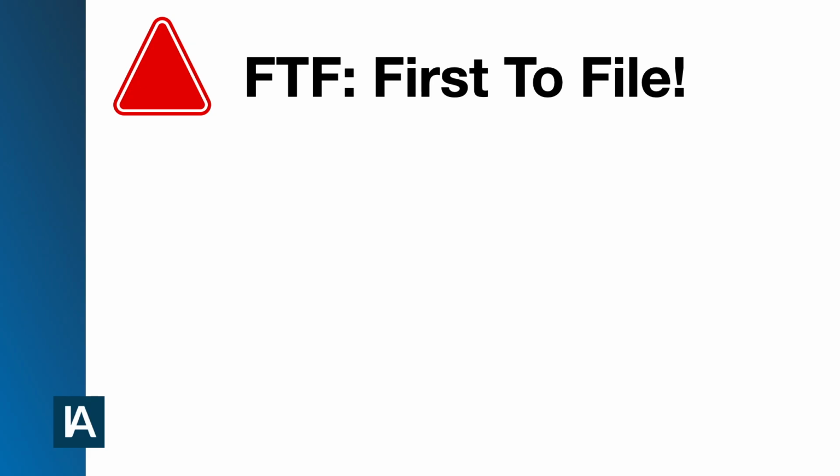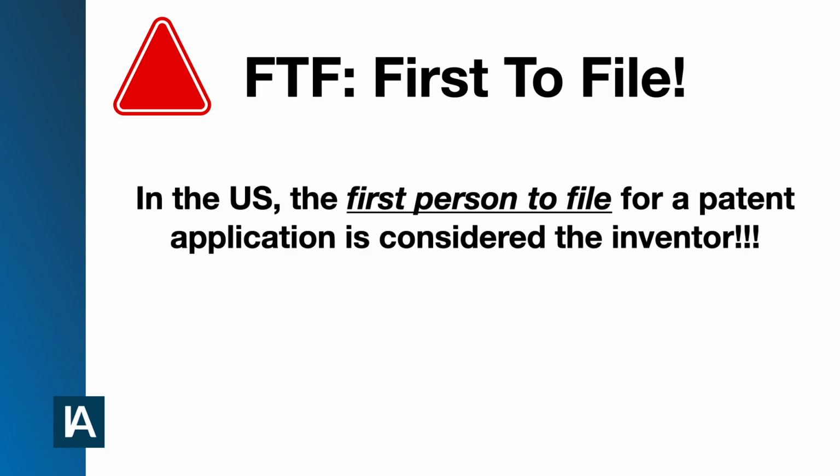One last thing about patents. In the United States, the first to file gets priority. That just means that the first person to file a patent application is considered the inventor. Under the current law, it doesn't matter if you're the first person to think of an idea. You just have to be the first person to file. This is why you shouldn't tell anyone about your idea without using a non-disclosure agreement, or NDA, which I'll go over in the next lesson.